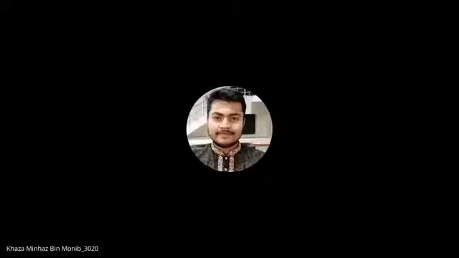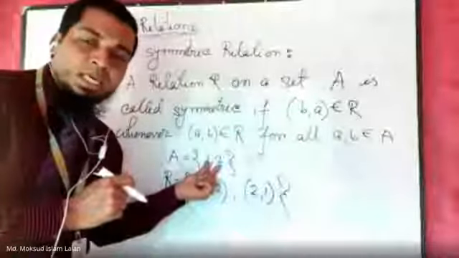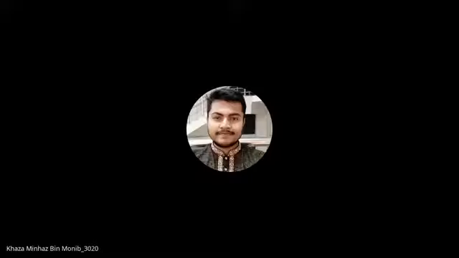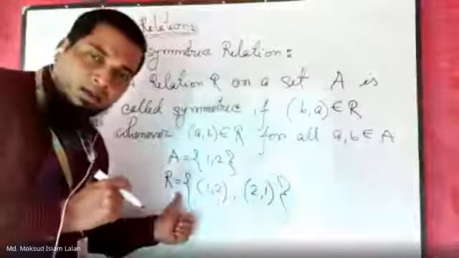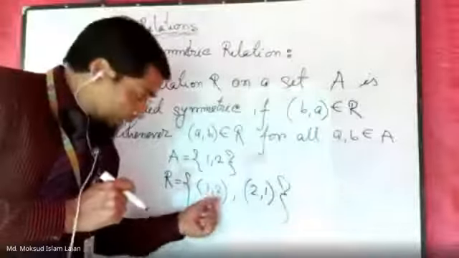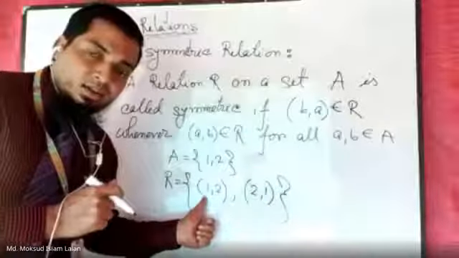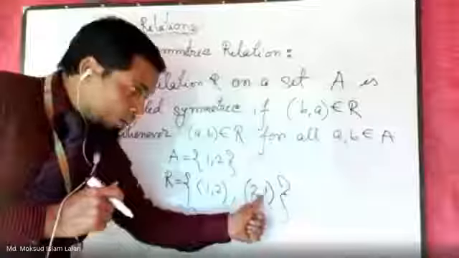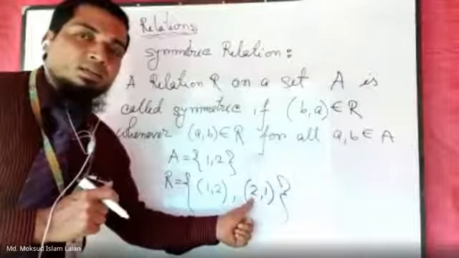Sir, can you repeat? Minhaj, here 1 and 2, this is a set, right? Yes. So if (1, 2) belongs in R, you need to check then what is the image? The image will be (2, 1), right? Pair. Yes, sir. So does (2, 1) also belong or not? You need to check. Do you understand?